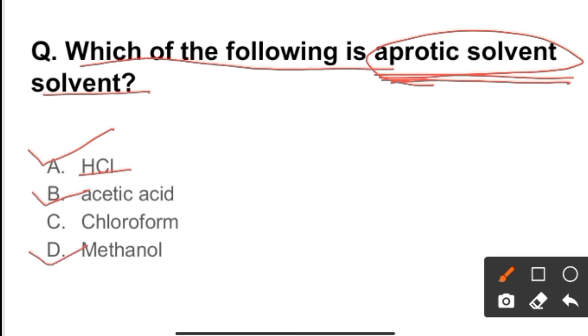Option D is methanol, which has the ability to donate as well as accept the proton, so it is called amphoteric solvent. And option C is the correct option. Chloroform is an aprotic solvent because it does not donate or accept the proton, so the correct option is chloroform.